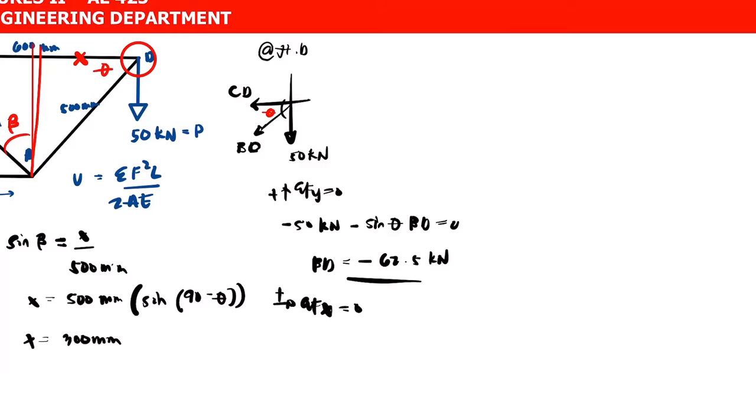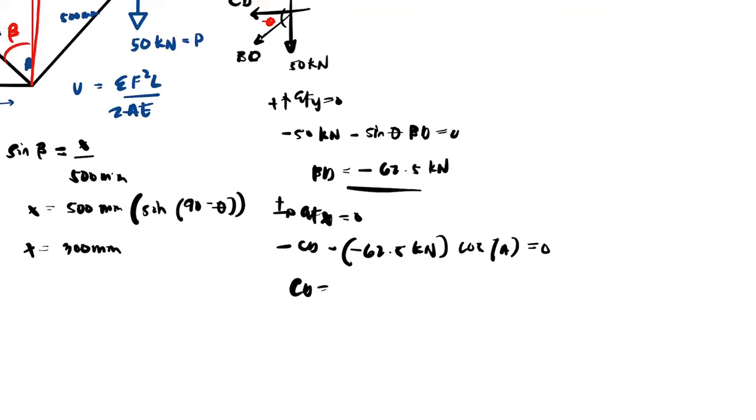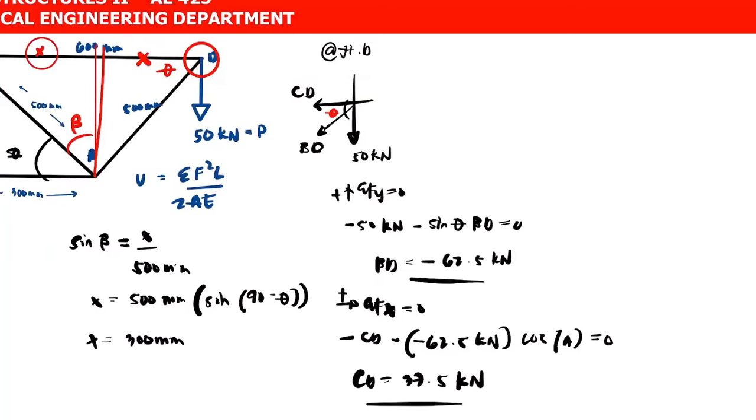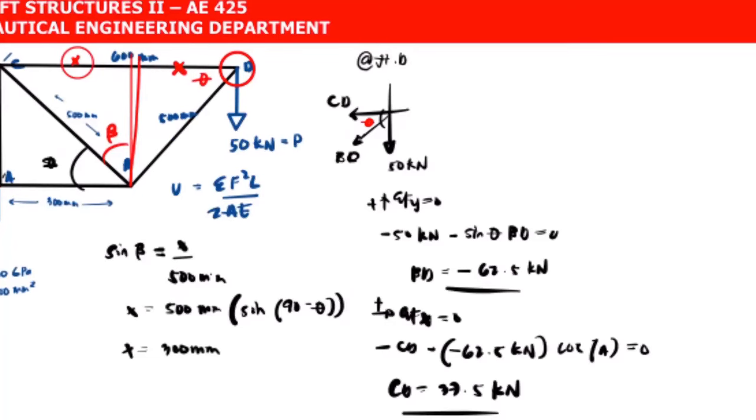Going right is positive. Negative CD minus negative 62.5 kilonewton, right, cosine theta is equal to 0. So, CD is equal to a positive value. So, 62.5 times cosine theta. So, that is 37.5 kilonewton. Okay, so, that is your CD and BD.